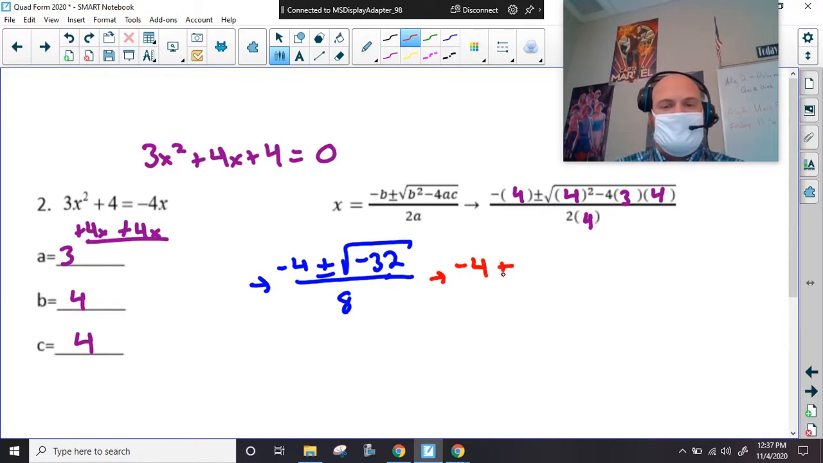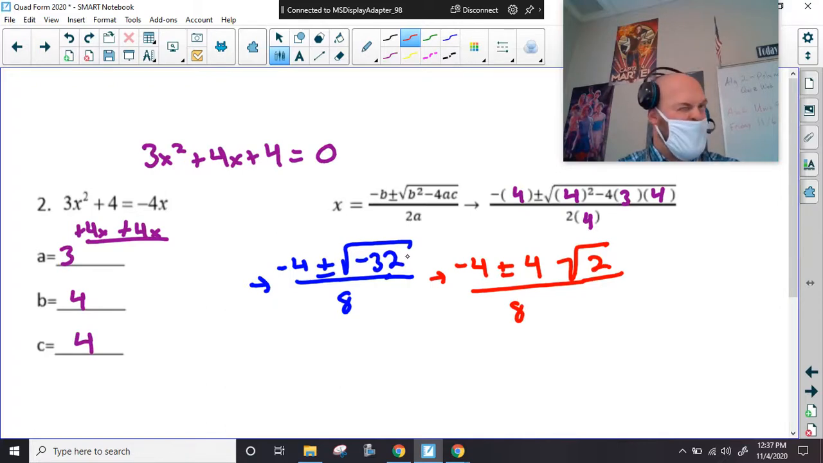So I'm going to have negative 4 plus or minus 8. Now on the calculator, it says 4 root 2. Okay, but what should be between the 4 and the square root sign right there? Because there was a negative underneath it. I'll give you a hint. Look at an i.